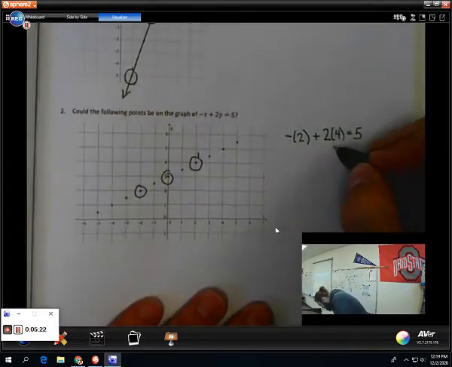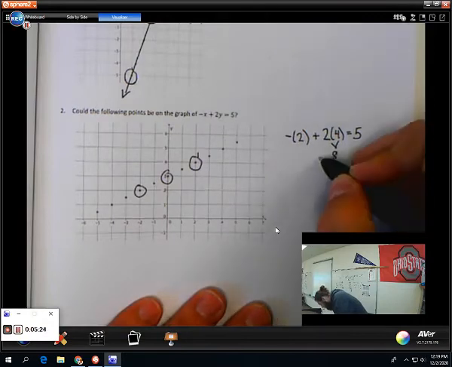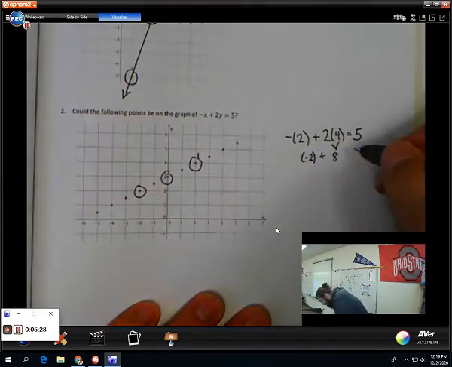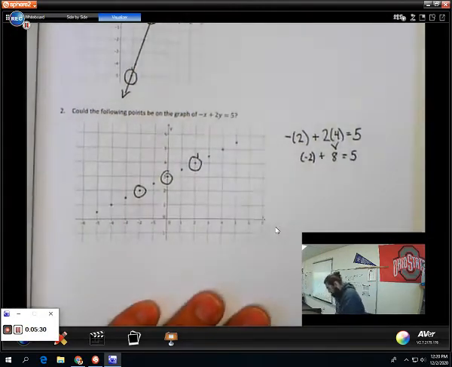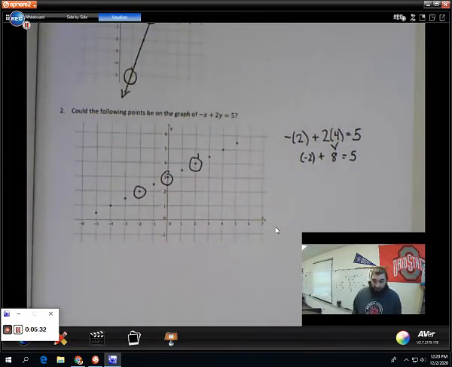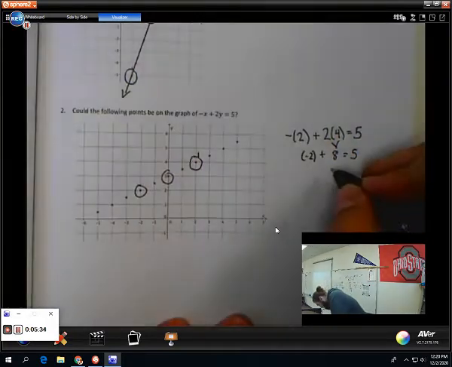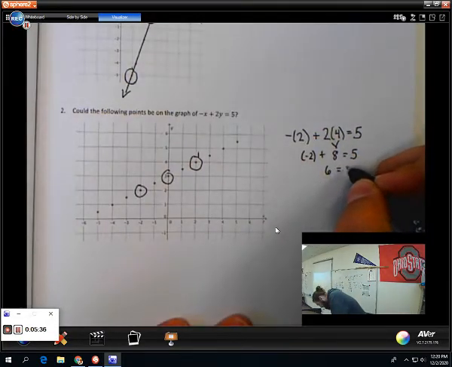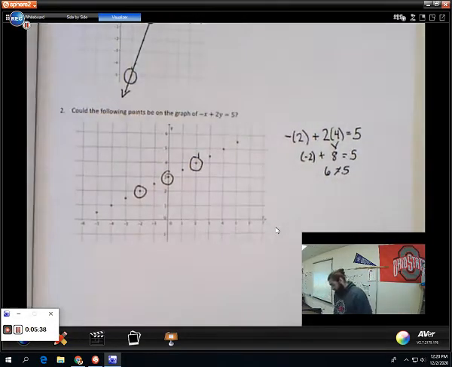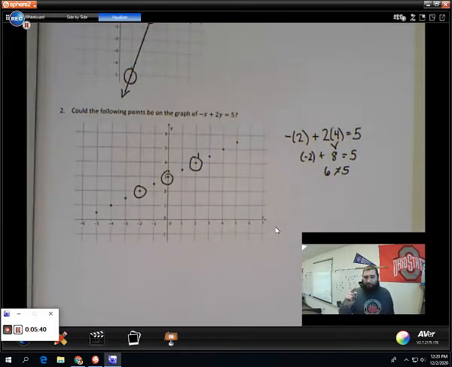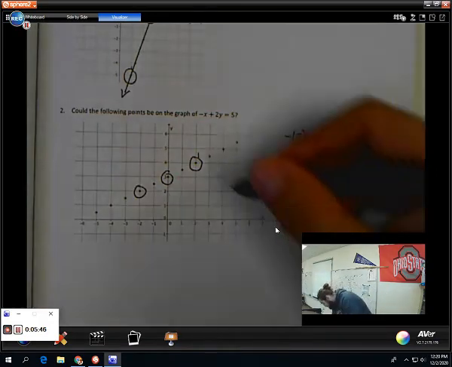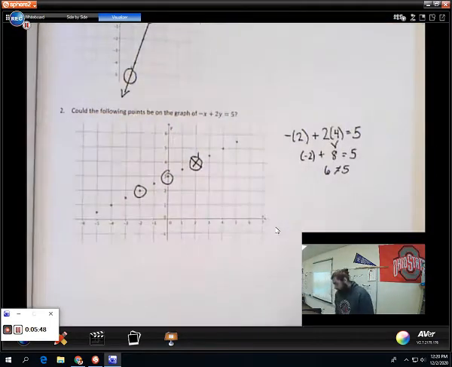2 times 4 is 8, plus, now we have negative 2. We need to see if negative 2 plus 8 is equal to 5. We end up getting positive 6 is equal to 5. That is not true. So we know point number 1 is not a point on the graph of this equation. Okay, so we're going to cross that one out.